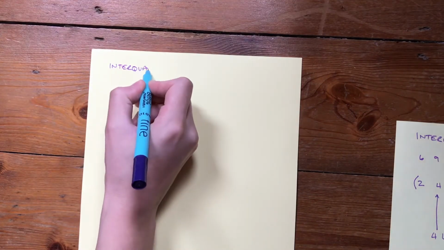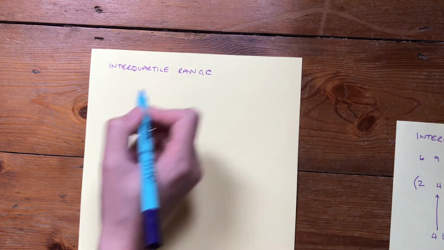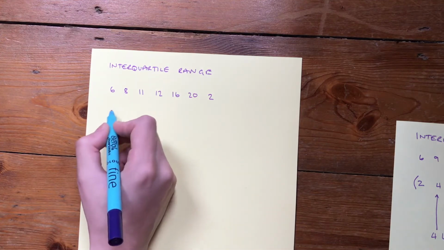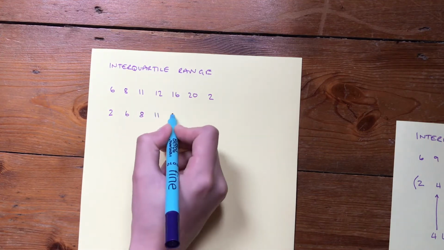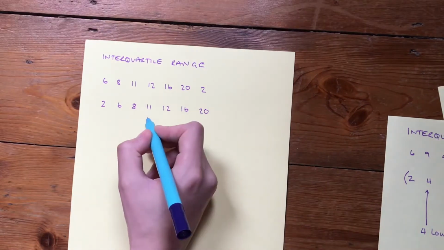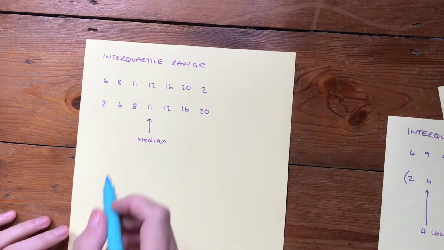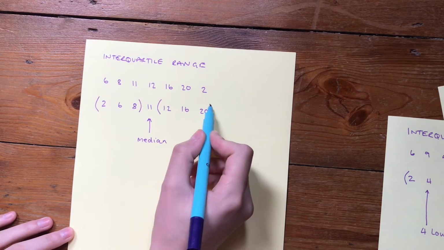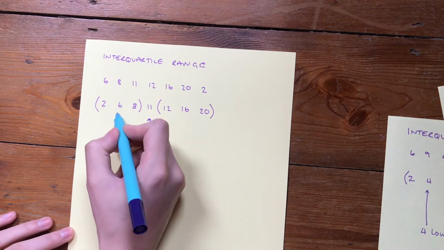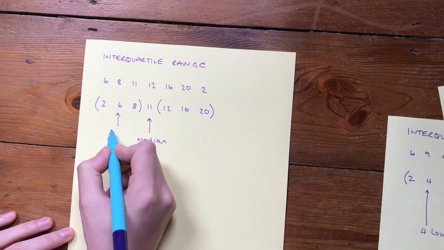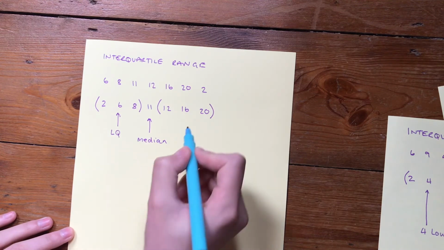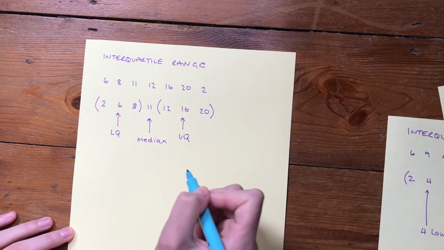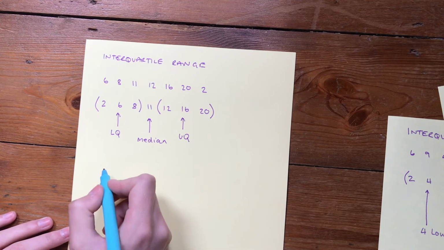Finally, we're going to talk about the interquartile range. For this, you take a set of numbers and you order them numerically from smallest to largest to find the median. In this case, you can see the median is 11. Now you draw brackets around the lower and upper portions that sit around the median. Then you find the median of each of these sets of numbers. As you can see, in the lower brackets the median is 6, and in the upper brackets the median is 16. These are the lower and upper quartiles.